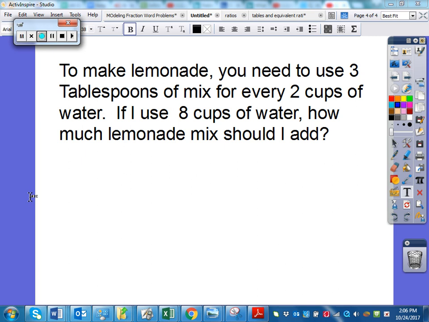To make lemonade, you need to use 3 tablespoons of mix for every 2 cups of water. If I use 8 cups of water, how much lemonade mix should I add?